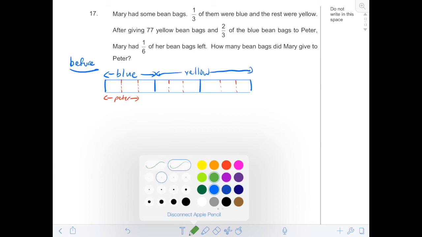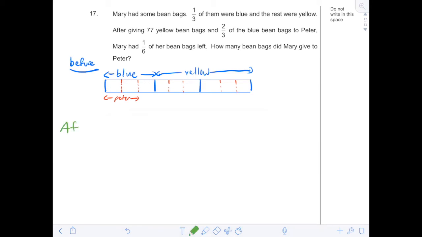an after model that will look like this, exactly the same size. Oops, sorry. Exactly the same size. Try to get it straight. And this one now we have to divide into 6 different parts.